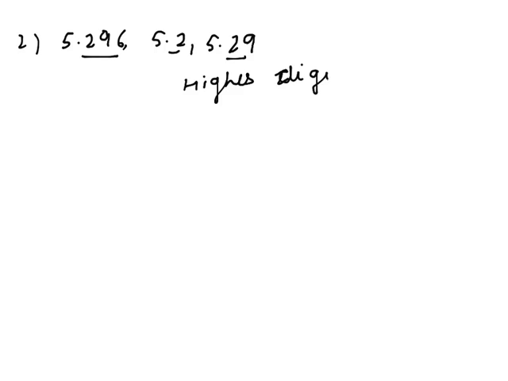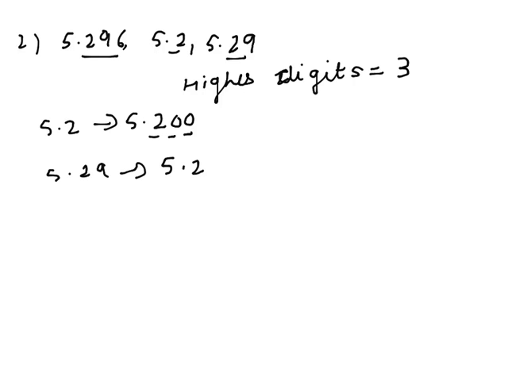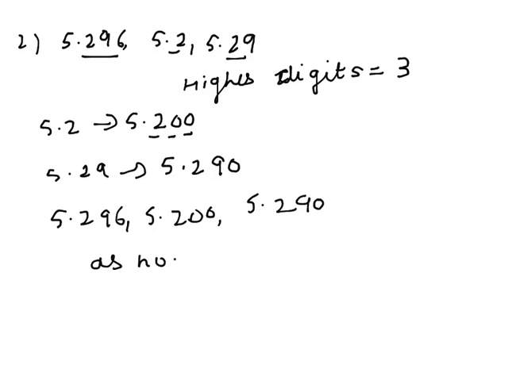The highest number of digits after the decimal is 3, so we have to make each number have 3 digits after the decimal point. We will convert 5.2 to 5.200, as we now have 1, 2, 3 digits after the decimal point. 5.29 can be converted to 5.290, and here we have 5.296. Hence 5.296, 5.200 and 5.290 are like decimals, as the number of digits after the decimal are equal.